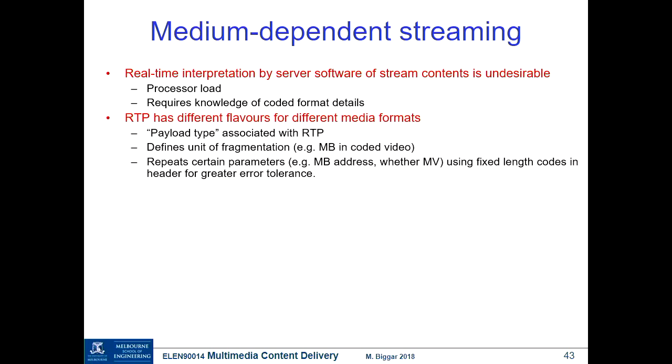And we have to have a different flavour of RTP for every different media format. Indeed, if you search in the RFCs, you find that there are all these different definitions. So the payload type in particular is associated with RTP and tells it how to operate according to the different media. And every time there's a new media format, so H.265 for instance is finalised, then they have to go and write another version of RTP to accommodate.